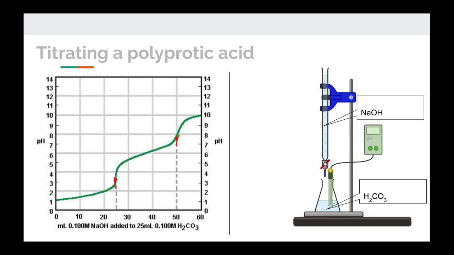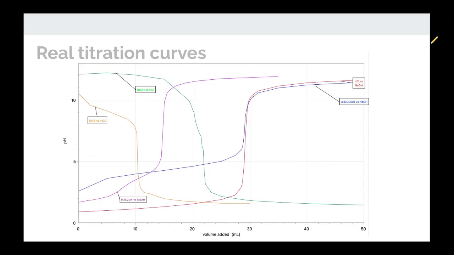Now this is an idealized situation. It's not always quite that clean when you actually do these titrations. But the curve does have more than one equivalence point. Here's a set of real titration curves that were taken using a pH probe and some graphing software in our lab.